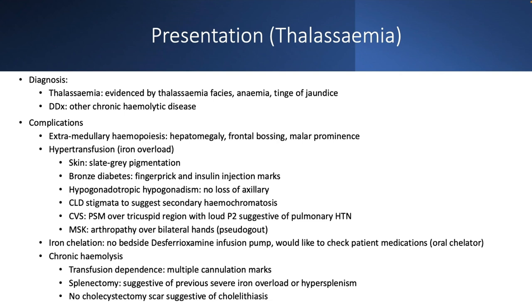And then I also noticed that there is some joint deformity over the bilateral hands, which may suggest pseudogout in association with thalassemia. In terms of complication for chelation, I don't appreciate any bedside desferrioxamine infusion pump, and therefore I would like to check the patient's medication list for any oral chelators. In terms of chronic hemolysis complication, I think the patient has transfusion dependence in view of multiple cannulation marks seen. And there's also a left subcostal transverse incision which may suggest splenectomy, and that may suggest severe iron overload or hypersplenism. And otherwise, there is no scar over the right subcostal region to suggest any cholecystectomy.